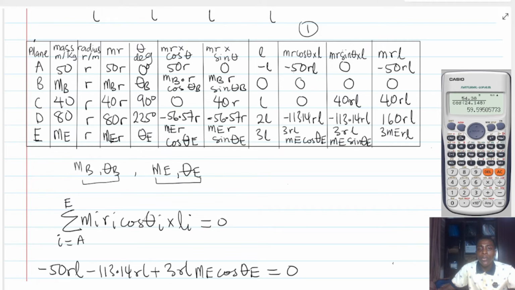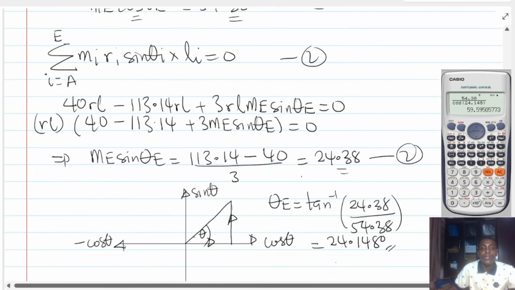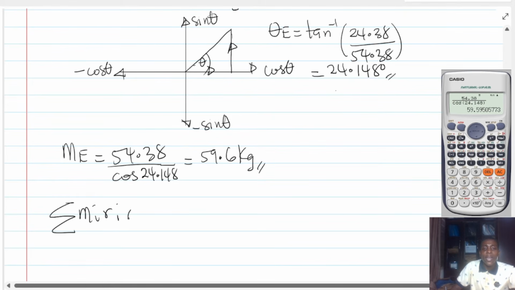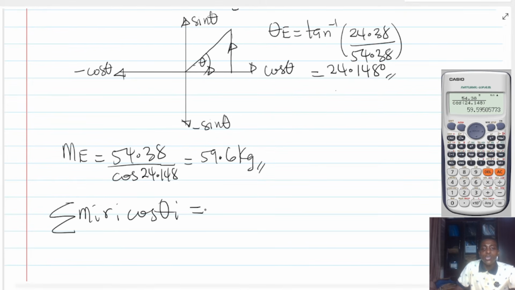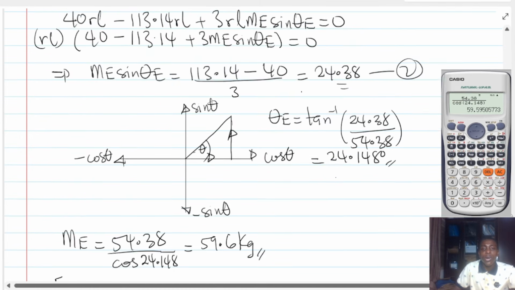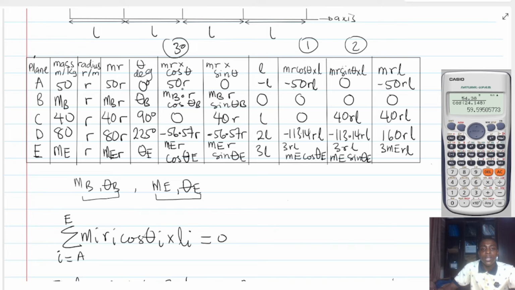Now, for what we have done here, this was equation 2. If I want to use the other equations using the analytical method, then I'll come here. So let's call this equation 3. I want to sum MI, RI, cosine theta I, and this should be 0 from I equals 1, or let's say A, to E. So I'll go here and sum all of them. So 50R and then MBR.